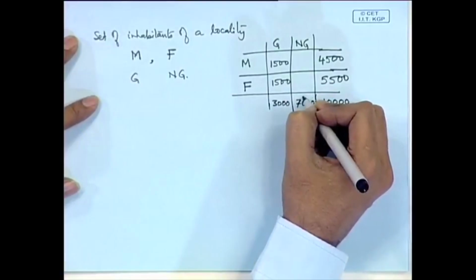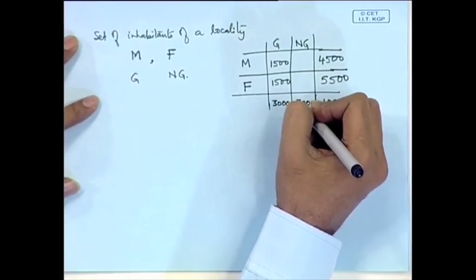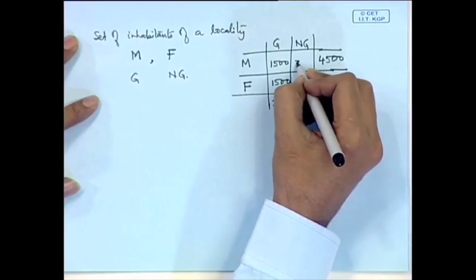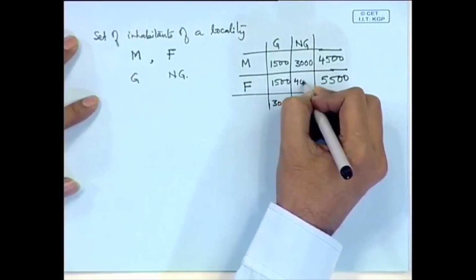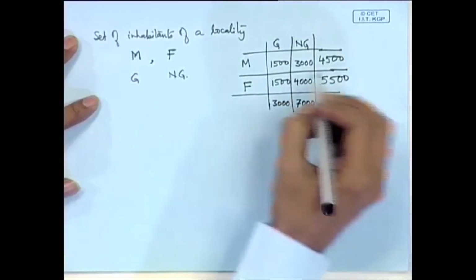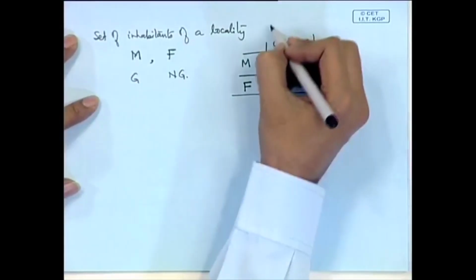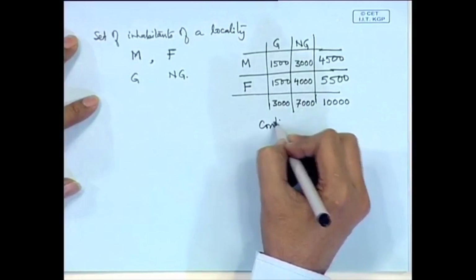Out of 7,000 non-graduates, how many are males? So, 3,000 are males and 4,000 are females. So, this is known as a contingency table.